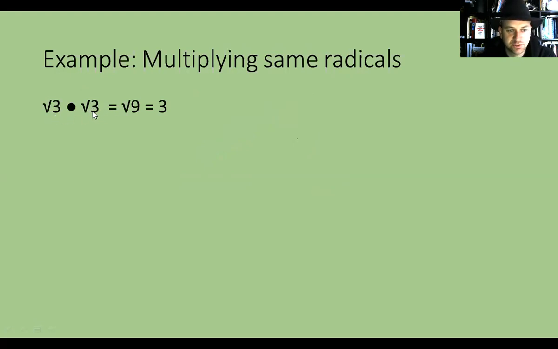So when we multiply square roots, we just multiply the numbers and keep the square root. So 3 times 3 is 9, and we keep the square root. Now in this case, the square root of 9 happens to be 3. All right, so let's look at another example.